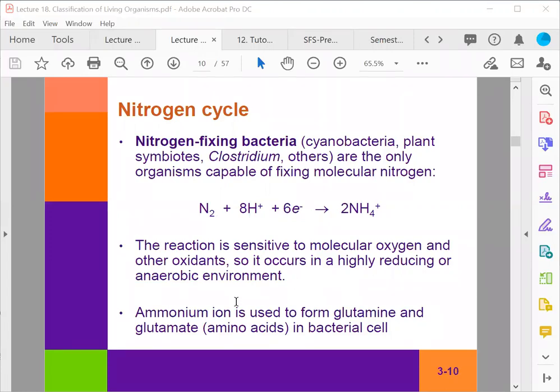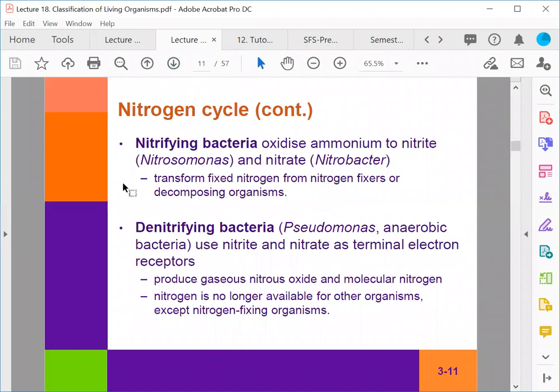All right, so what happens to the ammonium ion? Once the bacteria convert that atmospheric nitrogen into ammonium, they then immediately use that ammonium ion to form these two amino acids, glutamine and glutamate. And then the nitrogen is stable and can be utilised for other applications. So really, really important process in this particular stage. All right, let's look at another stage of the nitrogen cycle.